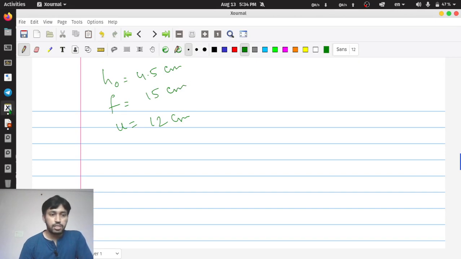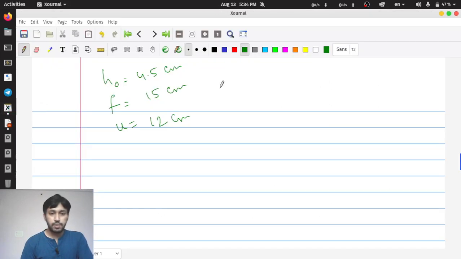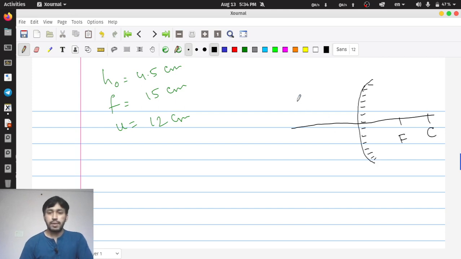Now first of all, draw a rough diagram to solve the problem. This is a convex mirror, so draw a convex mirror diagram, like this. This is called the principal axis. So here is F and here is C. The object is somewhere here, and here the image will form somewhere.